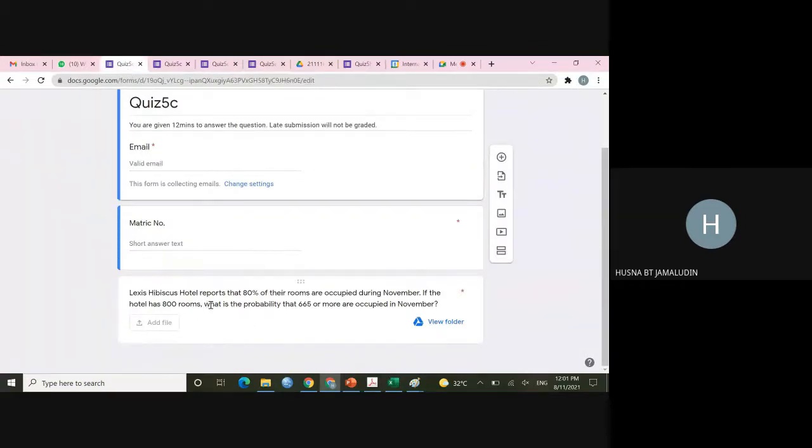Do you have other concerns? Any question regarding this question? I think it is very clear, right? Any question from both sections? Madam, is it okay if we do not draw the graph?